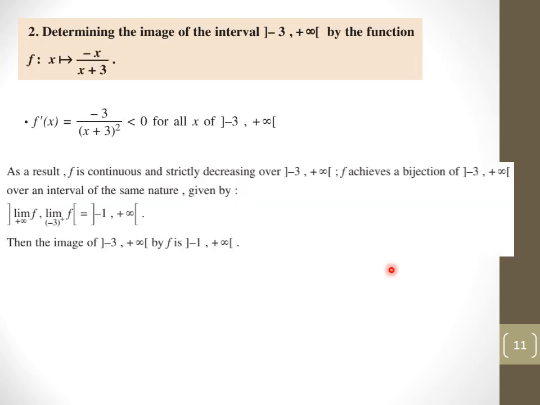Another example, we have the function f of x equals -x over x plus 3. The derivative is negative for every x. Because it's decreasing all the time, the function is continuous and strictly decreasing over -3 to plus infinity. So it admits an image. Both bounds are limits because both are open. We do plus infinity first, then -3, because it's strictly decreasing, so we switch their positions.